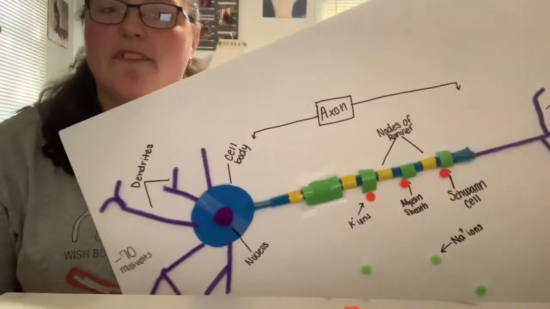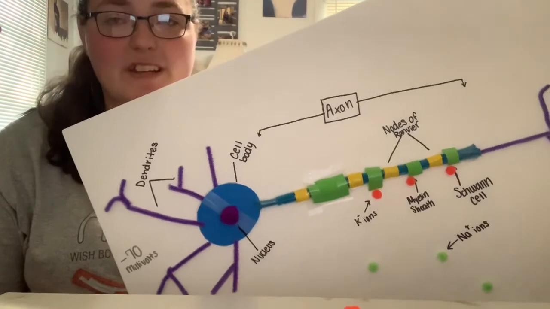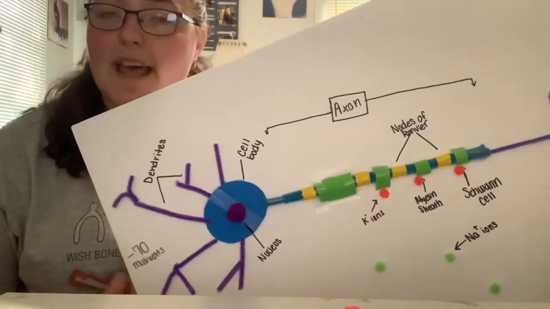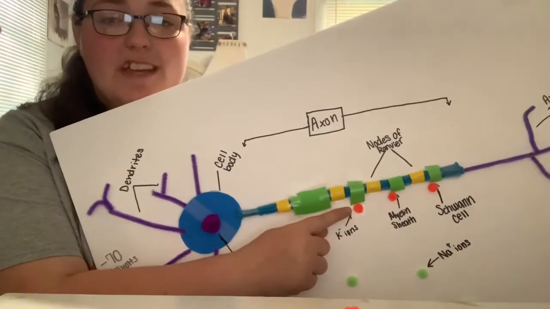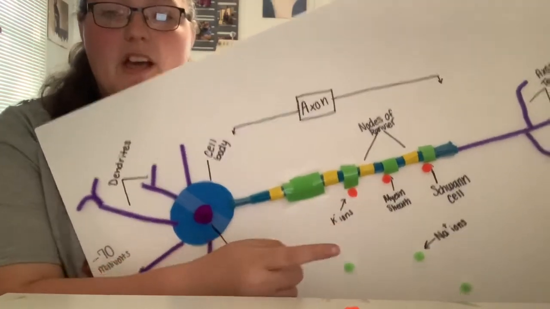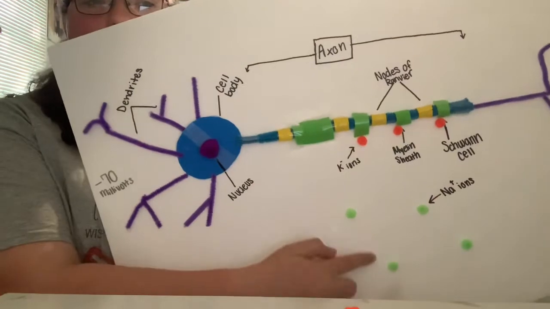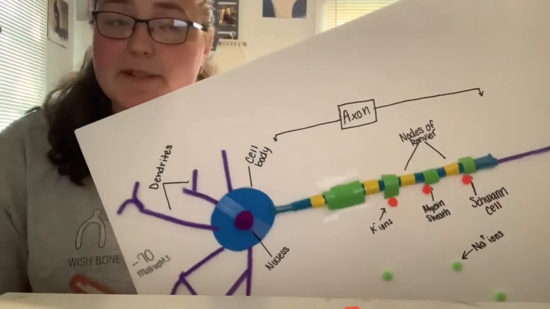The neuron starts off at a resting membrane potential at negative 70 millivolts, where nothing is happening and it is waiting to be stimulated. The potassium ions are located in the intracellular fluid, and it is negative. The sodium ions are located in the extracellular fluid, and it is positive.